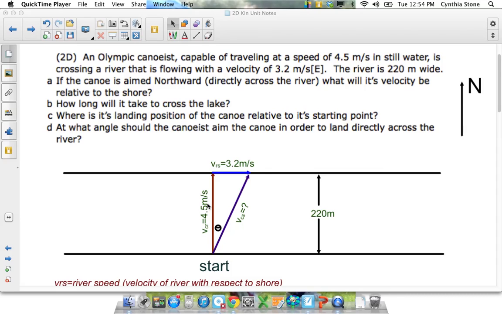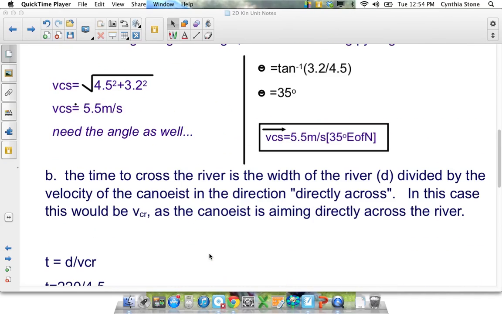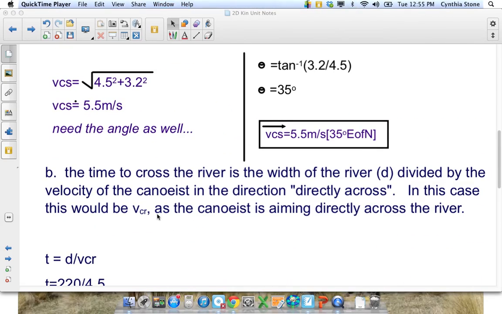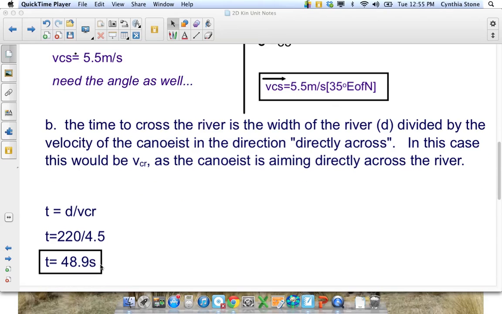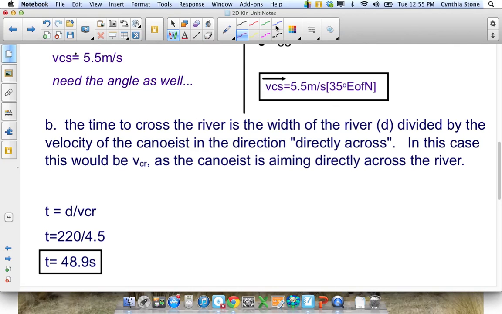I think there's a tendency for students to want to use this velocity, the canoe with respect to shore, and that would be fine if you're using this distance that's on an angle. But since we have a distance straight across, as long as we use the velocity straight across, you'll get the correct time. So this is just a uniform motion question. The time to cross the river is the width of the river divided by the velocity directly across. Solving for time, it takes 48.950 seconds to cross the river, which I think is a reasonable number.